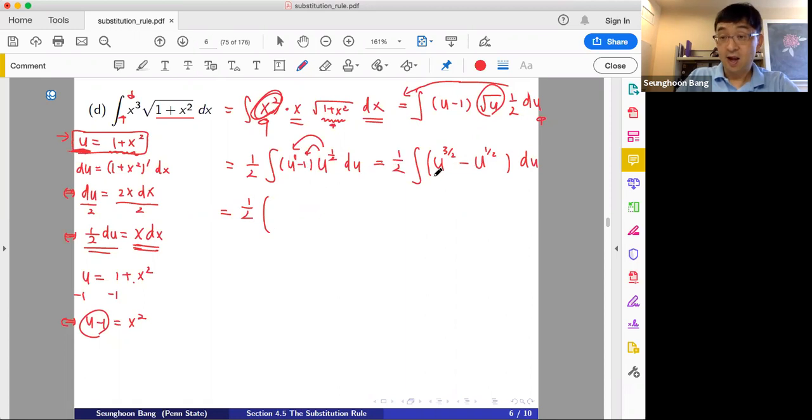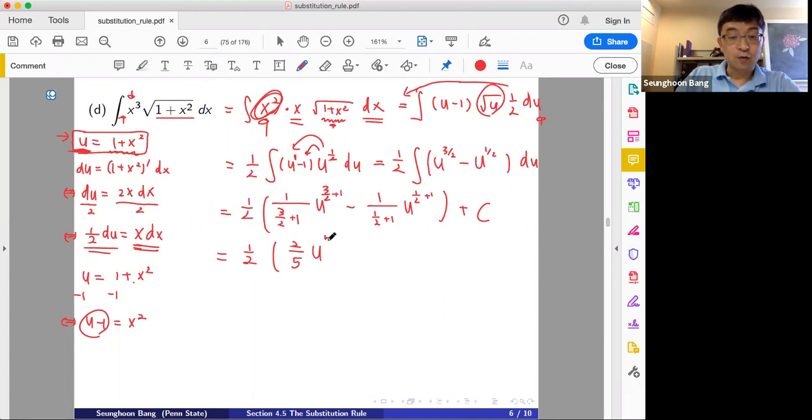Next, to find the antiderivative: 1 over 3 over 2 plus 1, u to the 3 over 2 plus 1, minus 1 over 1/2 plus 1, u to the 1/2 plus 1, plus c. This is the same as 1 over 5 over 2, flip to 5, u to the 5 over 2, minus the same, 1 over 3 over 2. You have to flip the 2/3. We have 2/3.